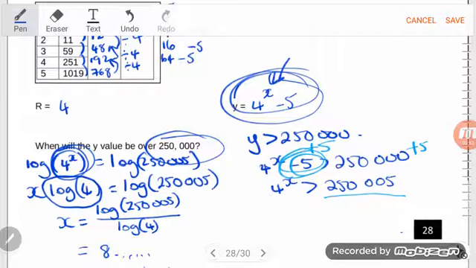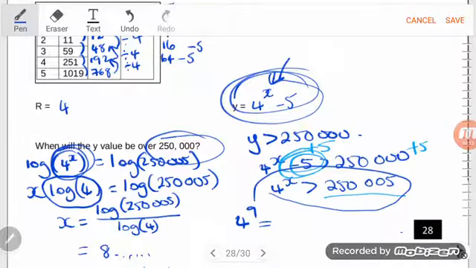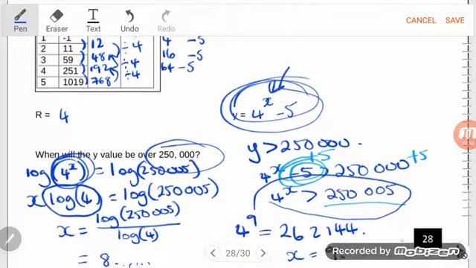Right, so we want something larger than 250,005. So we will round it up to 9. So when x is equal to 9, our 4 to the power of 9 is going to be, I'm just going to use the calculator, 262,144. Okay, so x will equal 9 to the nearest whole number because we're using whole numbers here.